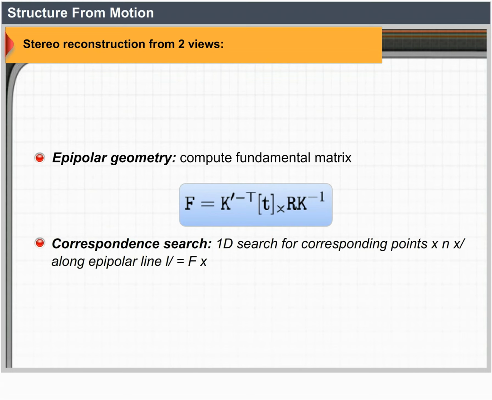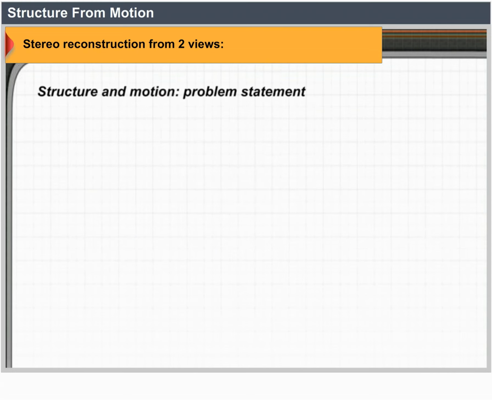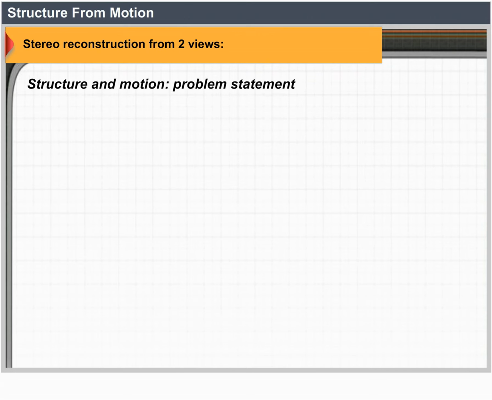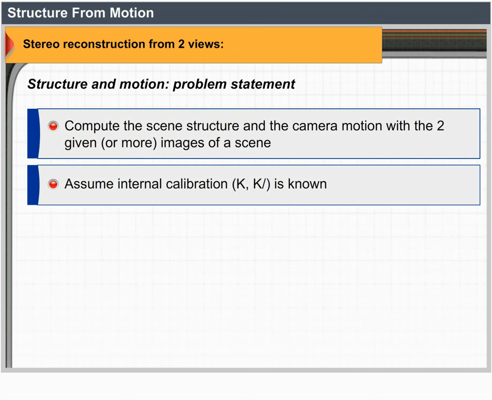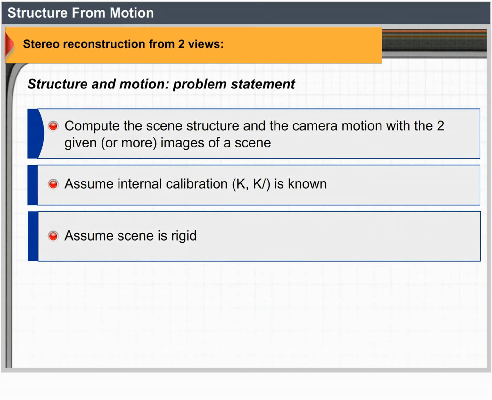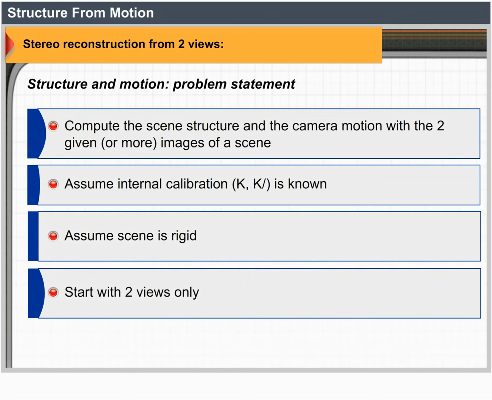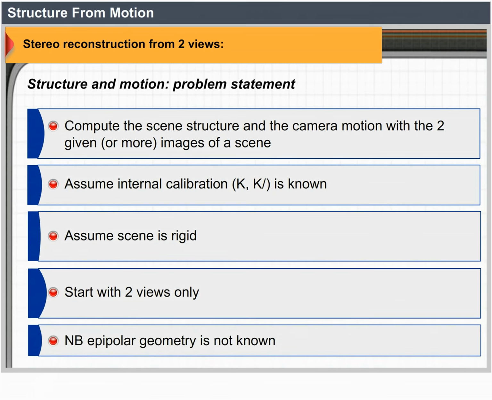Structure and motion. Problem statement. Given two or more images of a scene, compute the scene structure and the camera motion. Assume internal calibration K, K dash. Assume the scene is rigid. Start with two views only. Note, epipolar geometry is not known. Epipolar geometry.